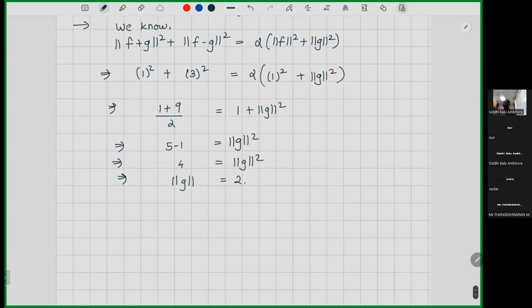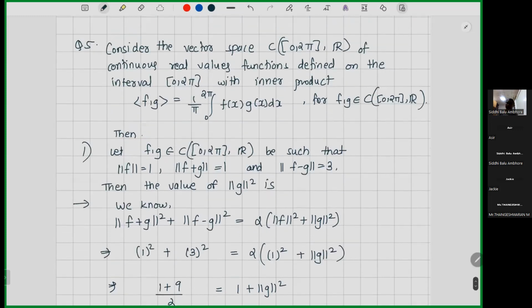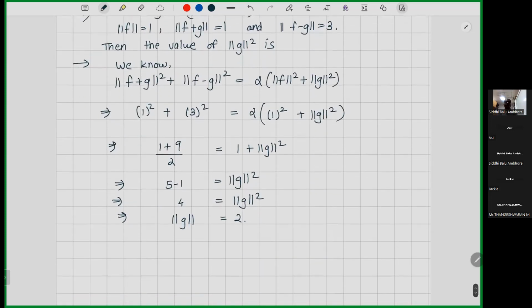Just a simple calculation from the given identity. And it is given that this is an inner product space. So since it is already given to be an inner product space, that's why we could use this. Is it okay?